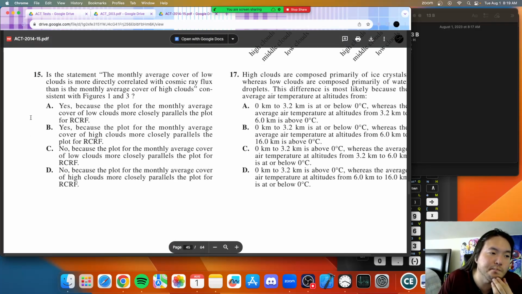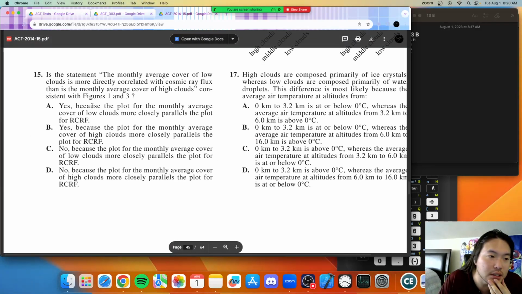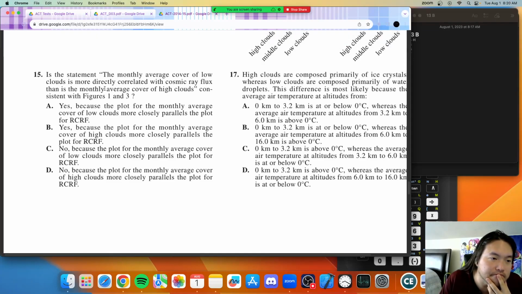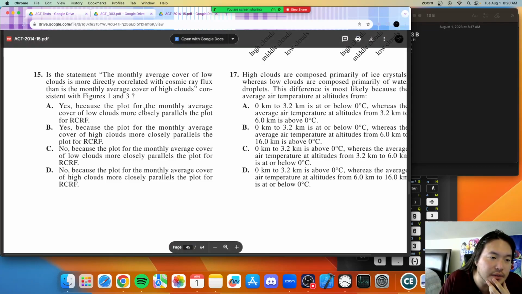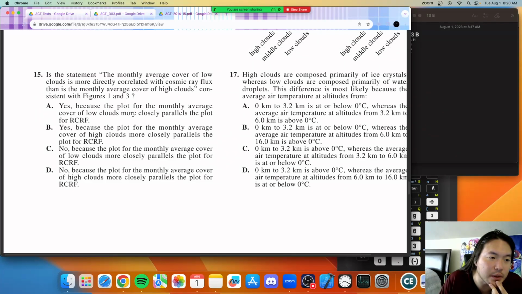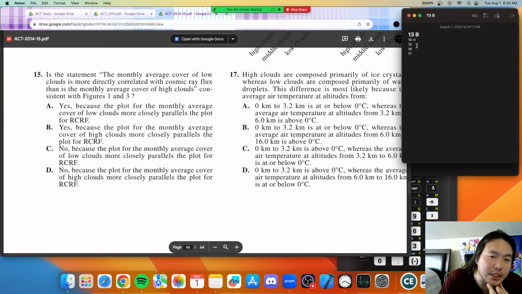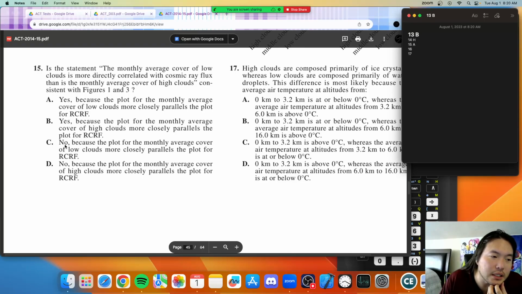Okay. Definitely we're looking for yes, right? Because the plot for the monthly average cover of low clouds more closely parallels the plot of RCRF. I don't know how I feel about this word parallel, but I kind of see what they're saying. I think A is the correct answer. B, yes, the low clouds correlate better because the plot of the monthly average cover of high clouds more closely parallels. No, that's just wrong. C, no, because the plot of the monthly average cover of low clouds more closely parallels the plot for RCRF.